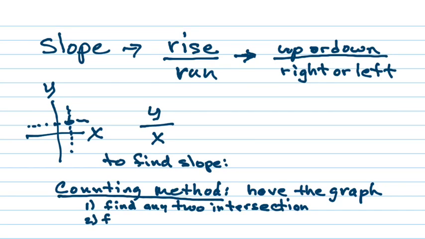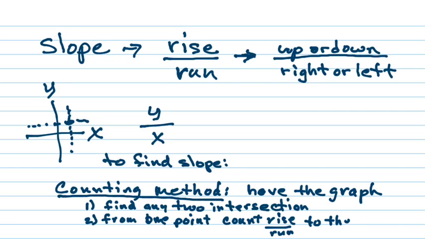Then from one point, you're simply going to count rise over run to the next point. Okay? So from one point, you'll just count rise over run to the next point. And so that's why it's called the counting method. All you're literally doing is just simply counting.